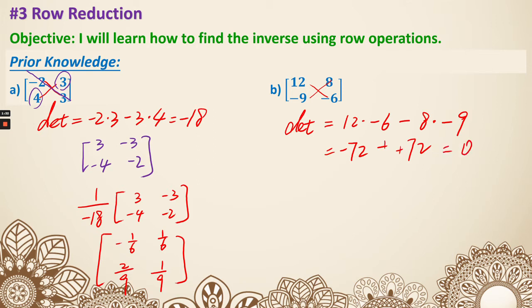When the determinant is a 0, we can't find any reciprocals. So there is no inverse in this case because the determinant can't be 0. That is question B.